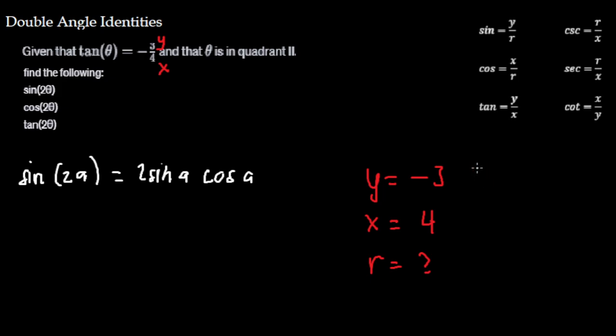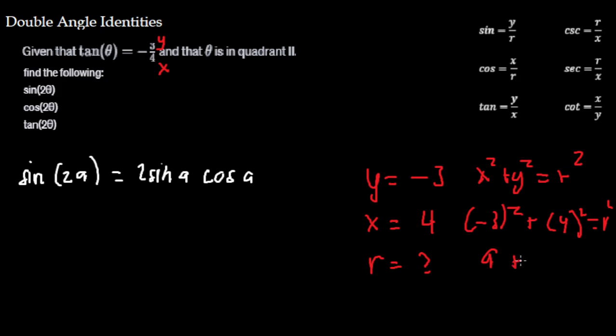X squared plus y squared is equal to r squared. Now, negative 3 squared plus 4 squared is equal to r squared. Now, 9 plus 16 is equal to r squared. 9 plus 16 is 25. 25 is equal to r squared. Square root both sides for us to get the r. R is equal to 5. Now, our r is equal now to 5.